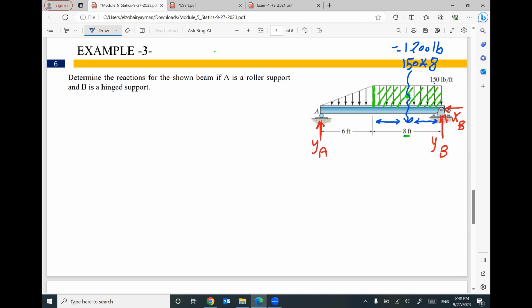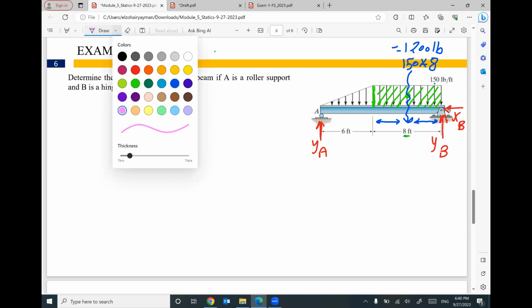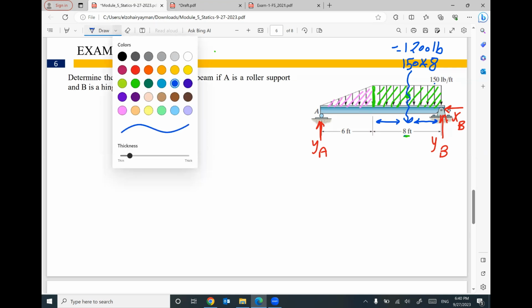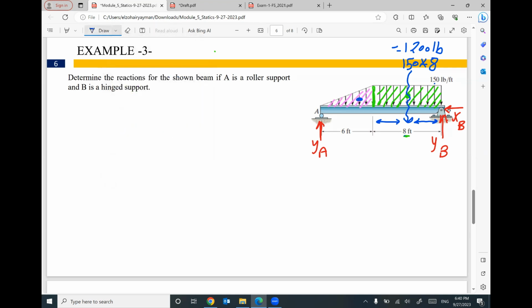That's clear. And we have another part. This part is right angle triangle. The centroid of this right angle triangle is located here, 1/3 from this side. 1/3 of 6 will be 2, and the 2/3 from the other side of 6 will be 4. This equivalent will be how much? Area of this triangle, 1/2 times 6 times 150. It will be 450 pound.